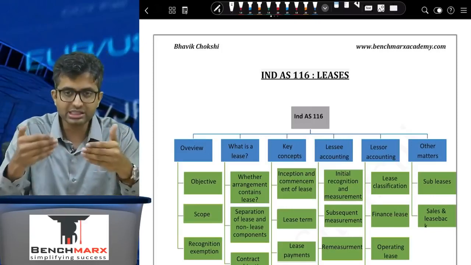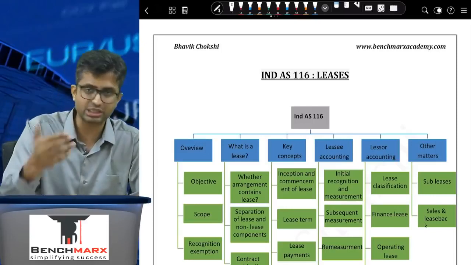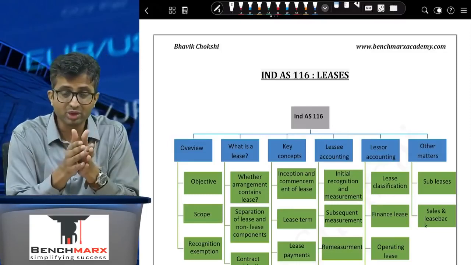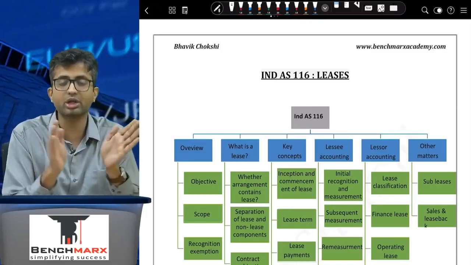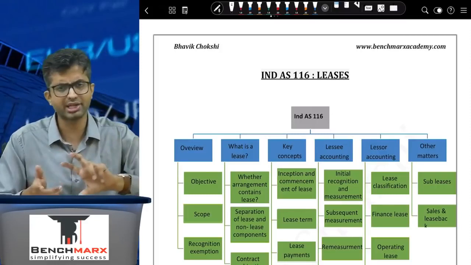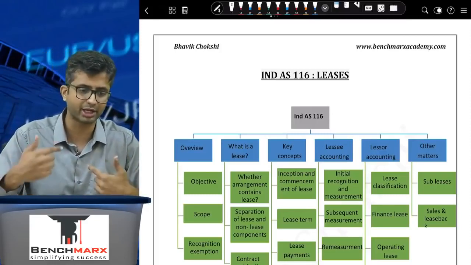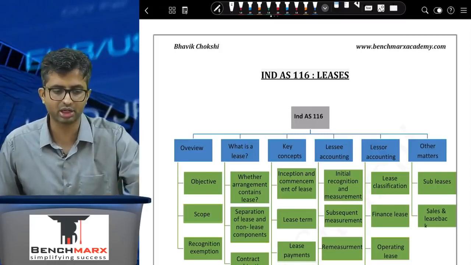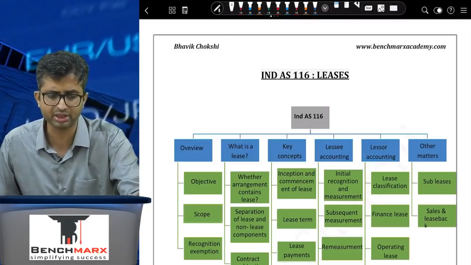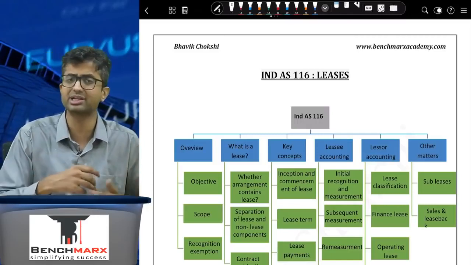Second, once you figure out that an arrangement is or contains a lease, then you have to segregate between lease and non-lease components. There may be certain lease and certain non-lease components. For example, when you take a car with a driver, the driver is the non-lease component, whereas the car is the lease component.